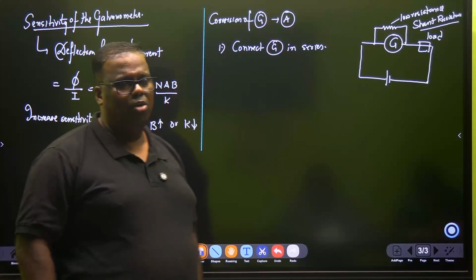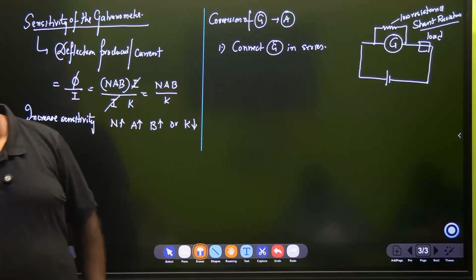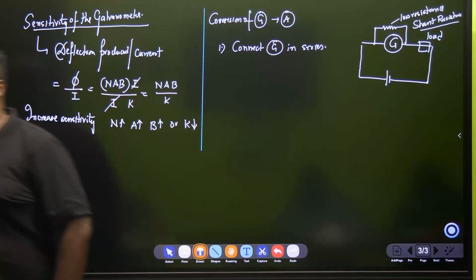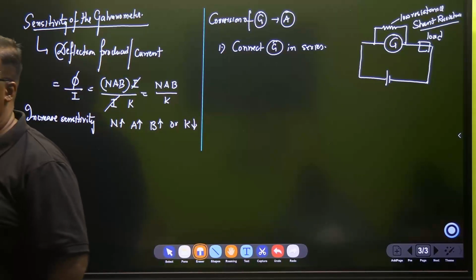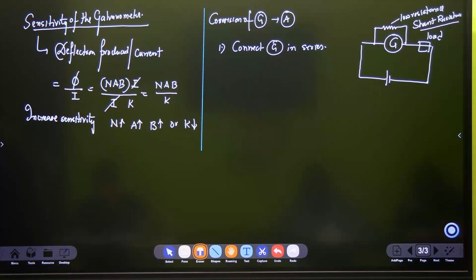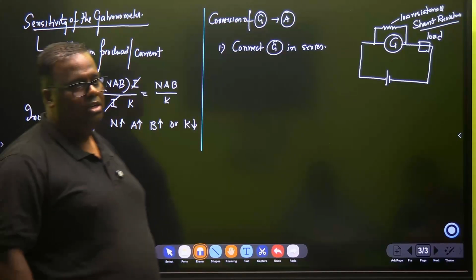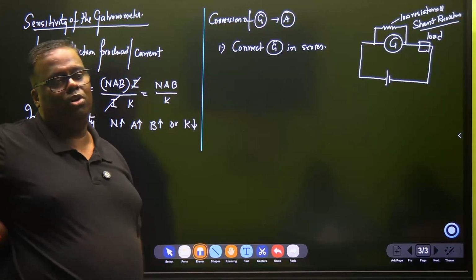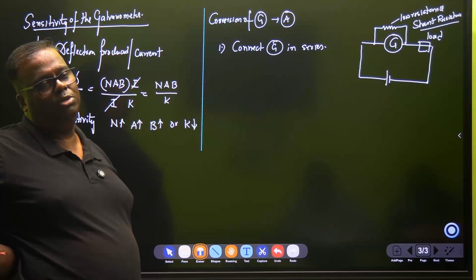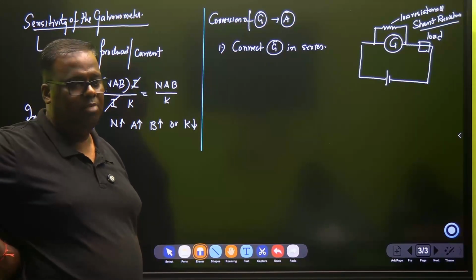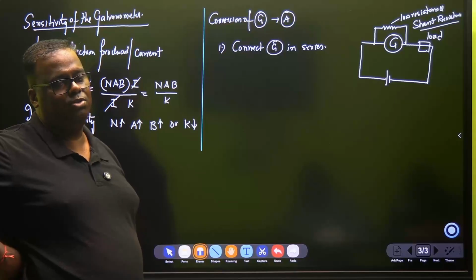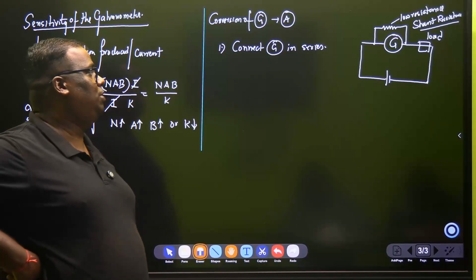This question is very common in 2 marks, 3 marks. Define a shunt and what is its use. A shunt is a low resistance connected in parallel with a galvanometer, and the use of it is to provide an alternate path for majority of the current to pass through when the galvanometer is connected in series, thereby ensuring that very small current passes through the galvanometer and the galvanometer remains protected.